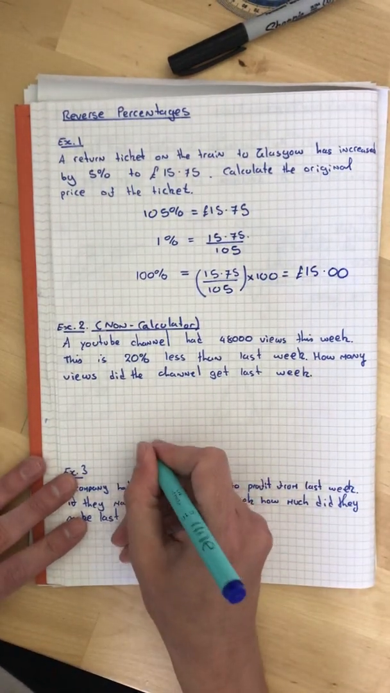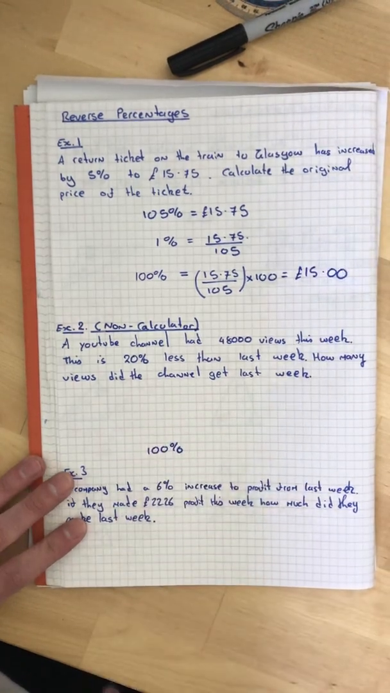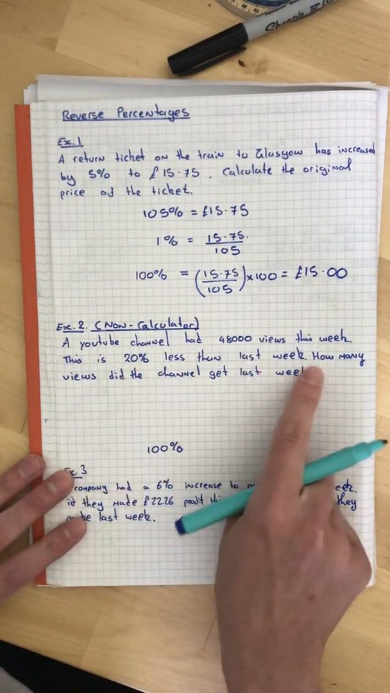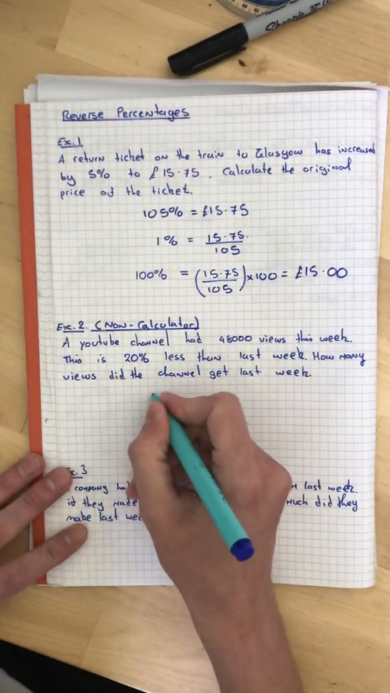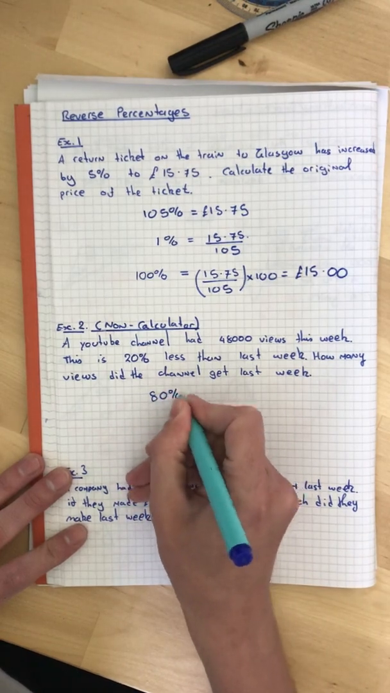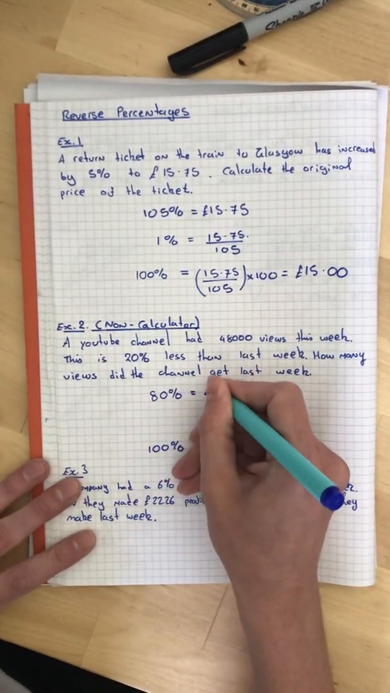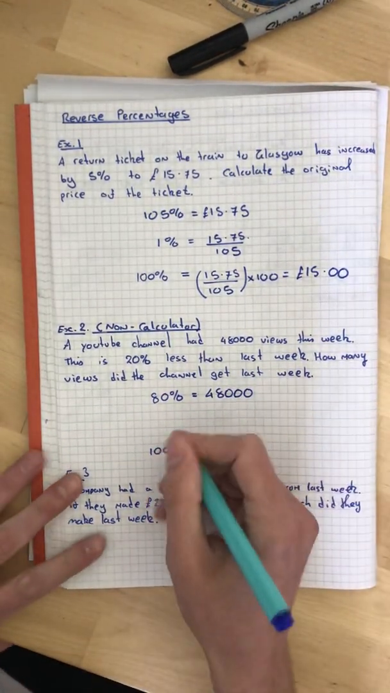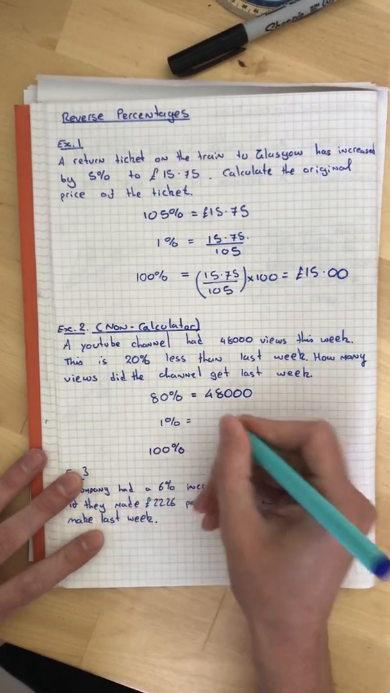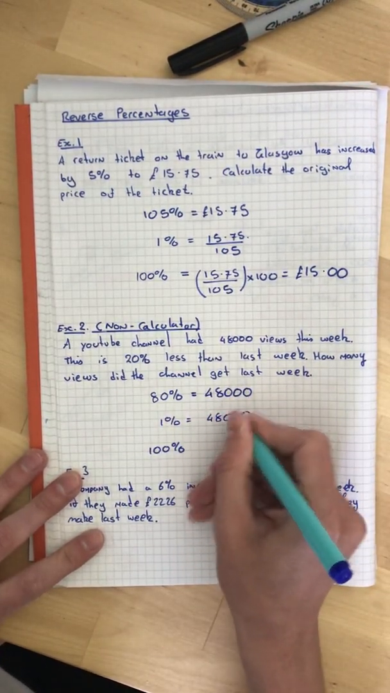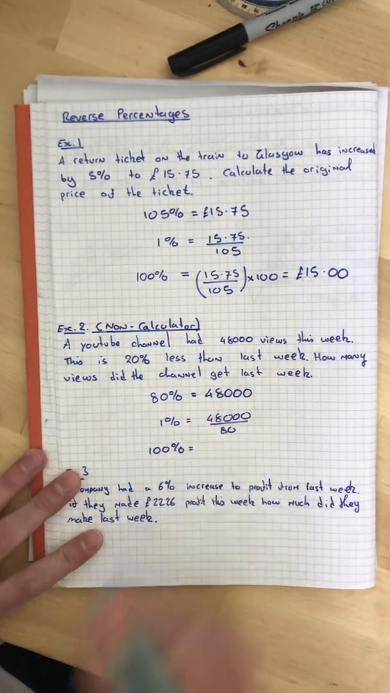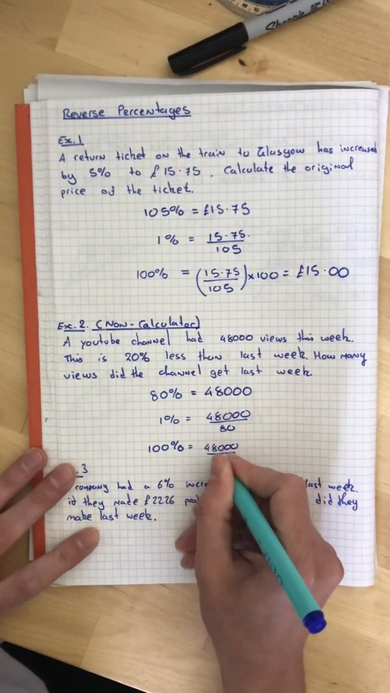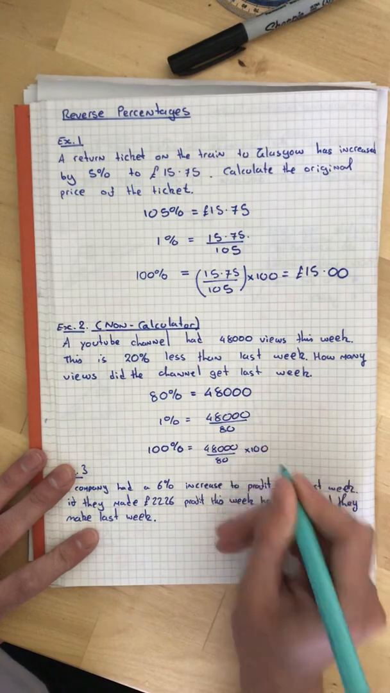So again, we want to find out 100% eventually. And the way we're going to do that is by realising it's 20% less than last week. So that means this new value is 80% of the original amount, because 100 take away 20 is 80%. So we do the same thing. 1% will equal 48,000 divided by 80. So 100% will be 48,000 divided by 80 times by 100.